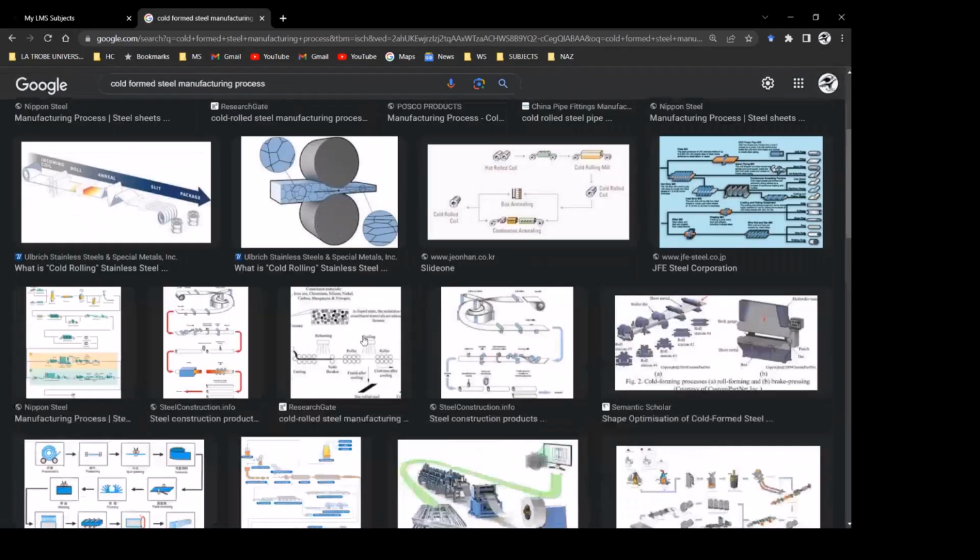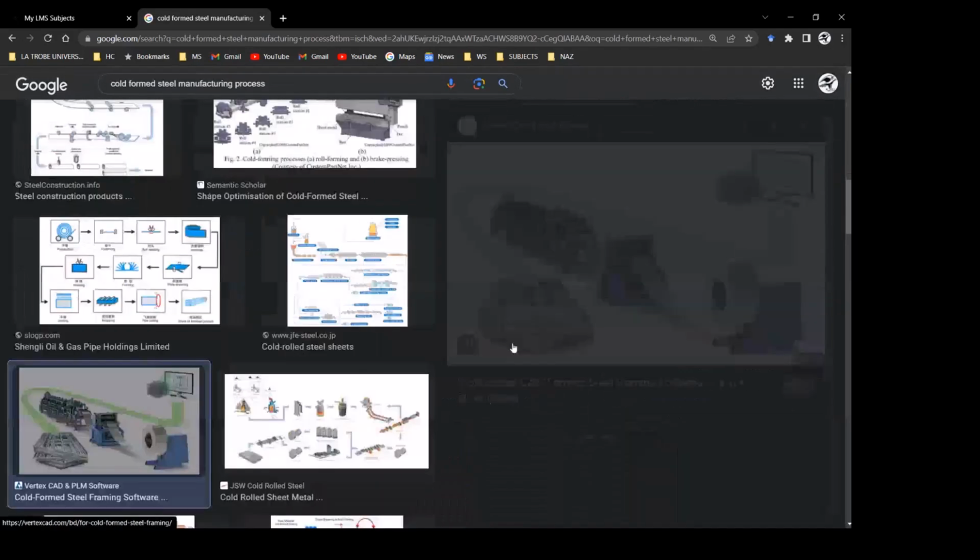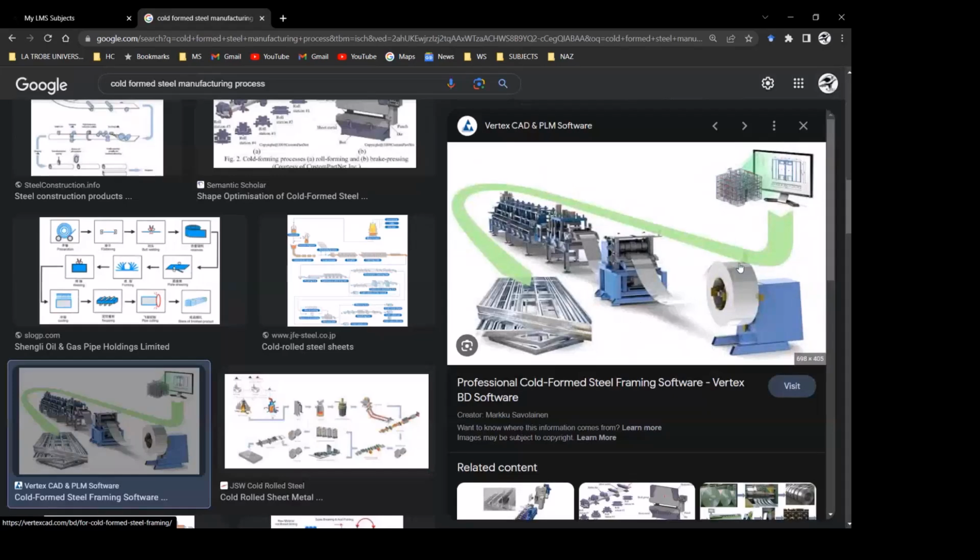Here we go, they come as plates. They get into machines, and those machines form them into the Z channel or the C channel that we are using in this. So we use which we will talk about soon.